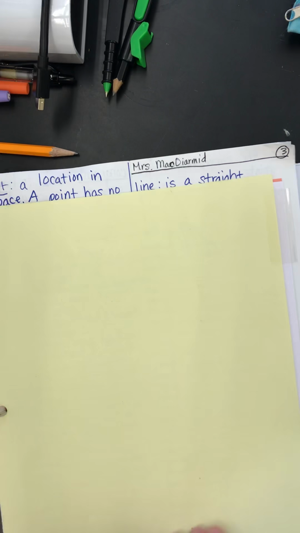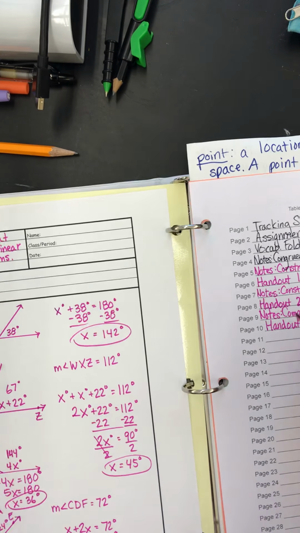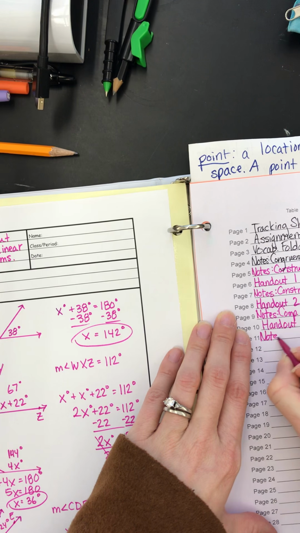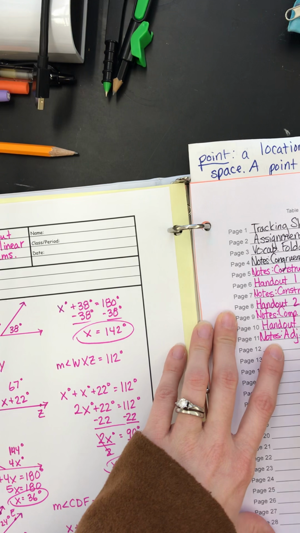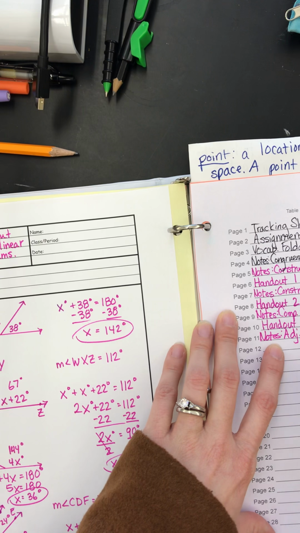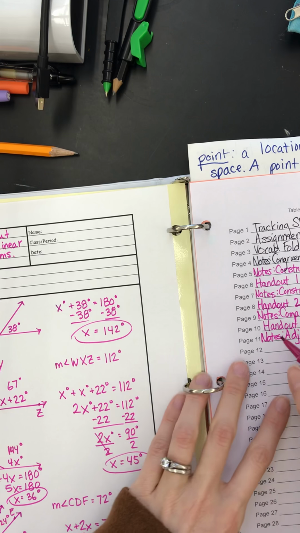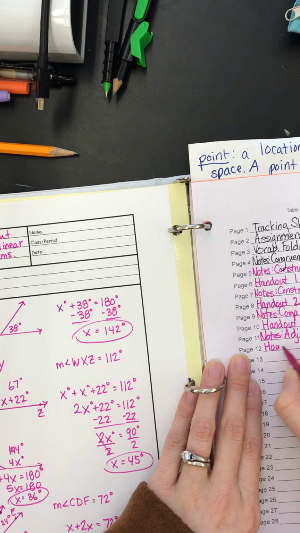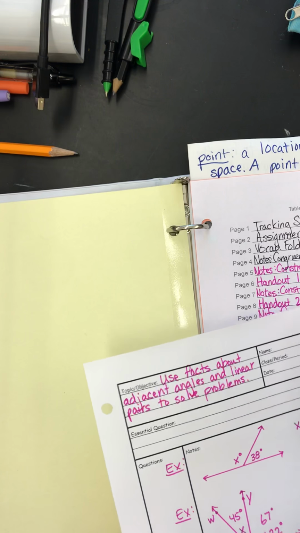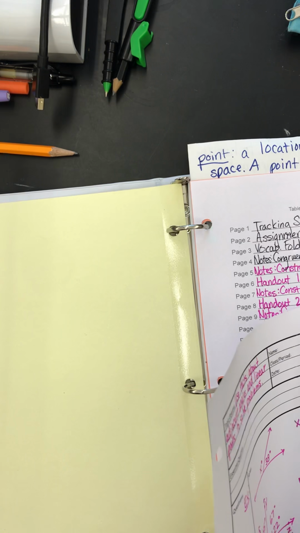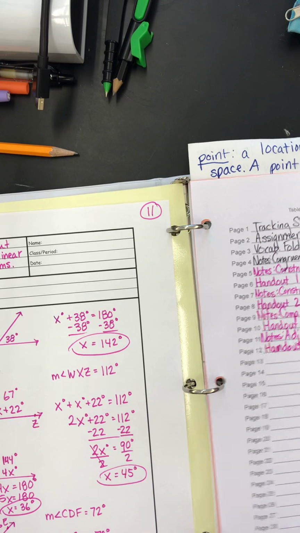So let's go ahead and put this in our binder. Okay, so this is your notes. Adjacent, I'm going to abbreviate, and linear pairs. Okay, and then handout 4, it actually doesn't have a number on it. So when your teacher hands it out to you, go ahead and put a big 4 on there somewhere so that you remember it's handout number 4, and it's going to be page 12 in your notebook or in your binder. So your notes were 11, your handout, your homework tonight is page 12.